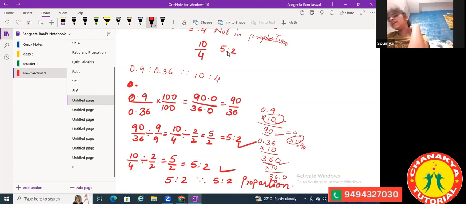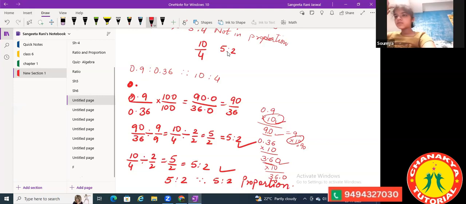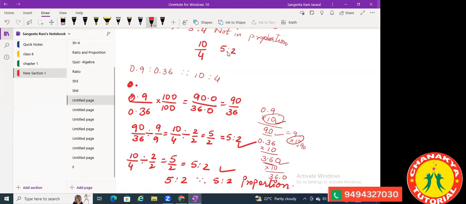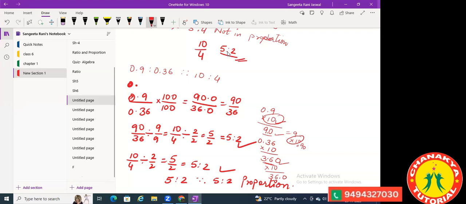Ma'am, I divided it. With what? What did you divide with? With 2, ma'am. Yes, be clear. You divided this by 2 and you got 5 is to 2. So this is the lowest one. Can you reduce it any further? I don't think so. No. Okay, you don't think so, that means no. Okay, so this is the lowest form of this.